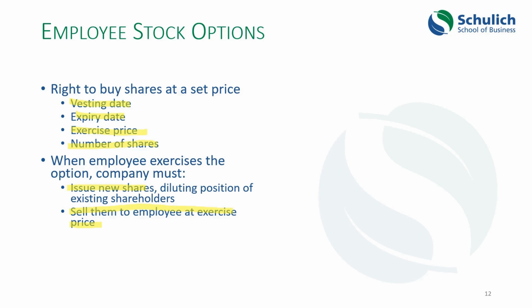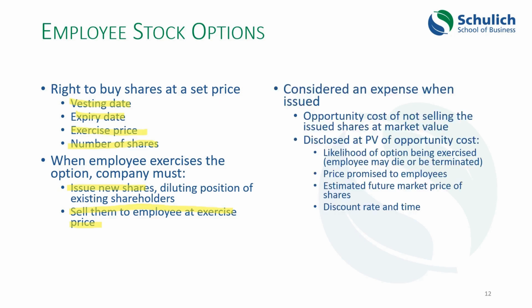However, that takes place at a lower price than the market price on the day. The employee, of course, is only going to do that if the market price is higher. Otherwise, why buy them from the company exercising the option? Just go buy them on the stock market. So that means that the stock option is considered an expense to the company because the company has incurred an opportunity cost because they could have sold the shares on the market that day.